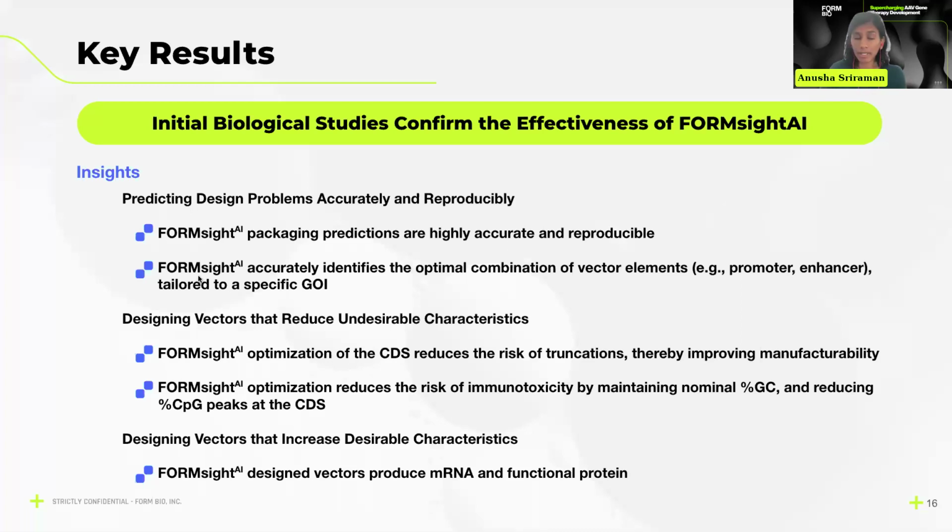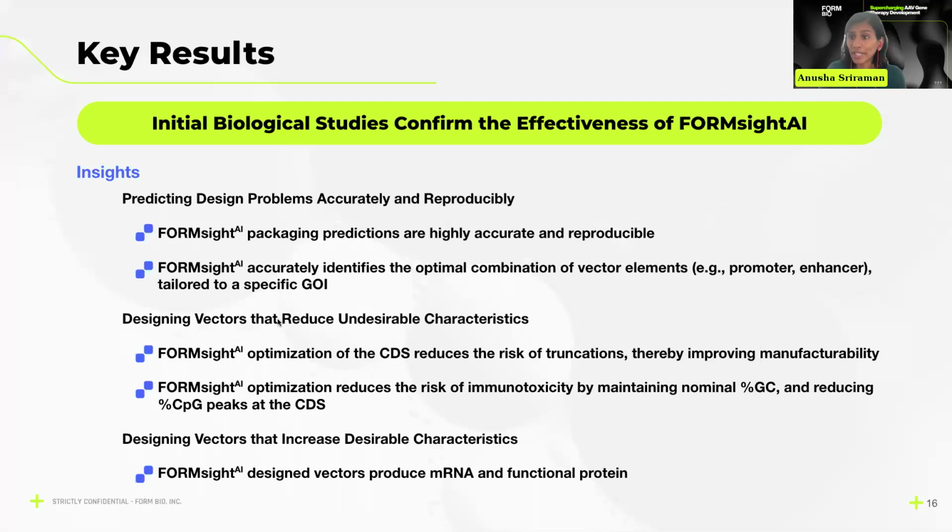FORMsight model is also able to accurately identify the optimal combination of vector elements for a specific gene of interest. So let's say you have a gene of interest and you're looking at which promoter would be better. FORMsightAI can accurately predict which of the two promoters would be more efficient in terms of packaging and reducing the truncation risk.